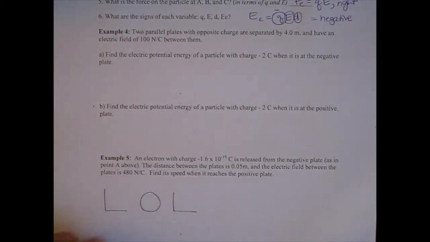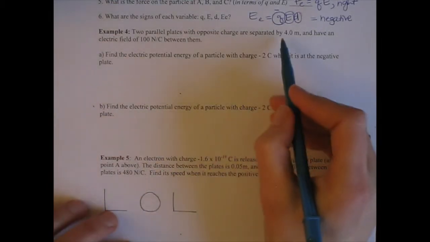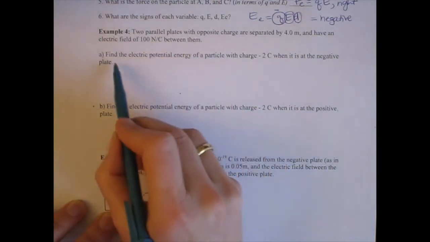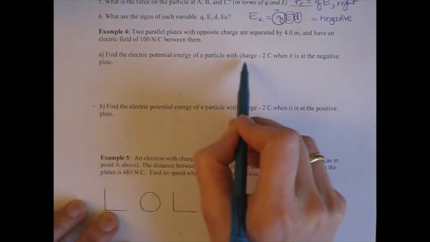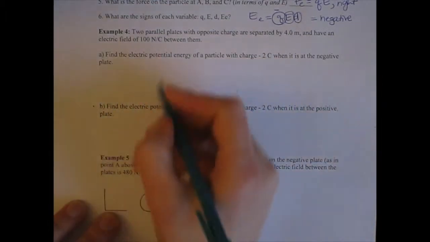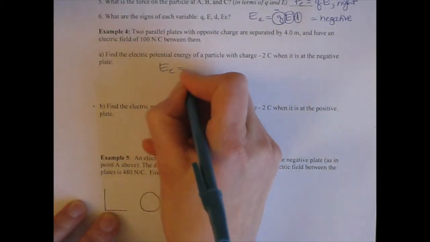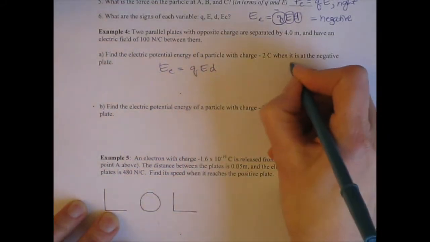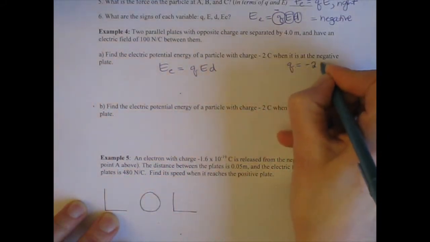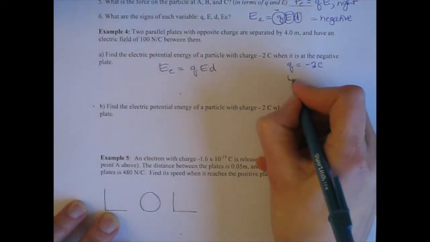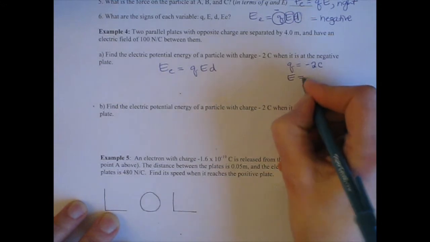Example 4. Two parallel plates with opposite charge are separated by 4 meters and have an electric field of 100 newtons per coulomb between them. Find the electric potential energy of a particle with charge -2 when it is at the negative plate. So electric potential energy is Q times E times D. It is always a good idea to list your variables. It helps you dissect the question and figure out what you know before you start doing algebra.